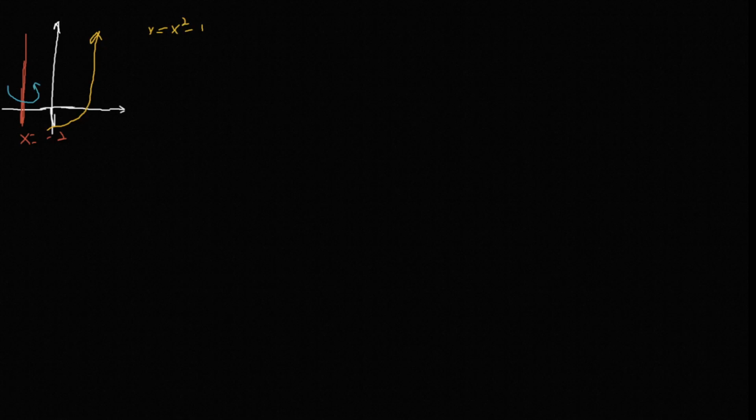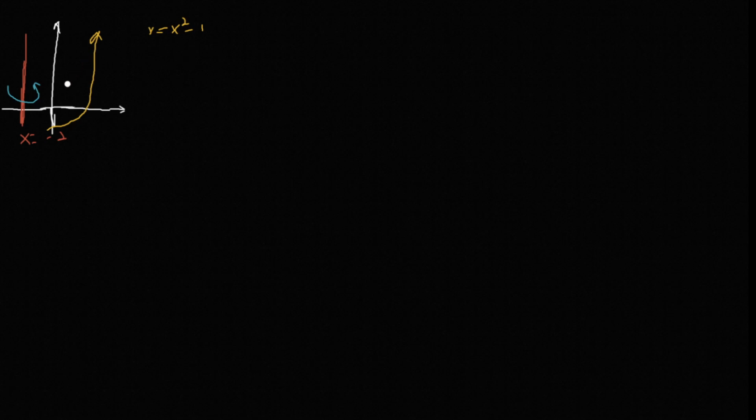Hello, brilliant calculus students. We're going to now revolve around some axis that is not the x or y axis. But we are brilliant calculus students, we can do this. So we have x is equal to -2. That is where we want to rotate. And we have the function y is equal to x squared minus 1.